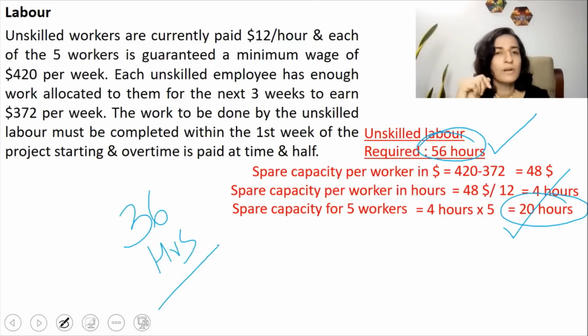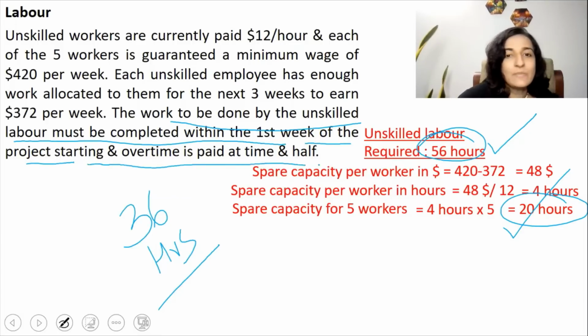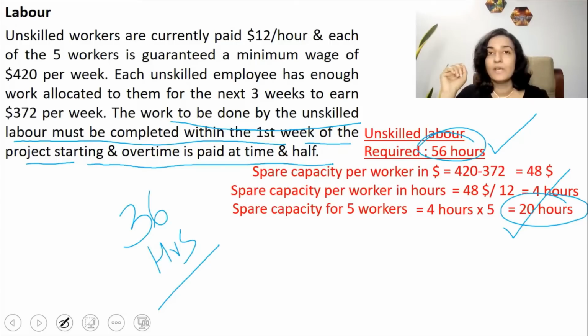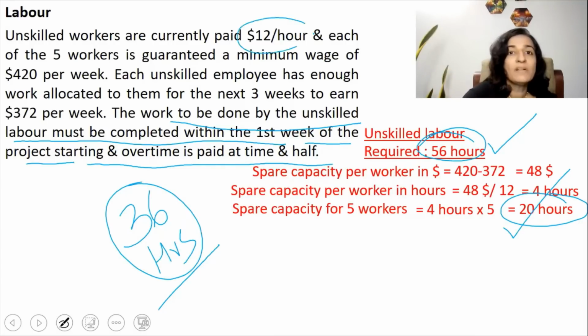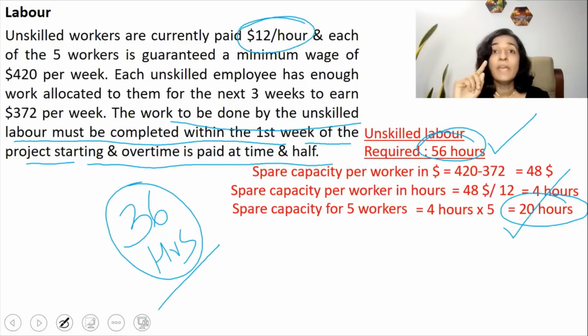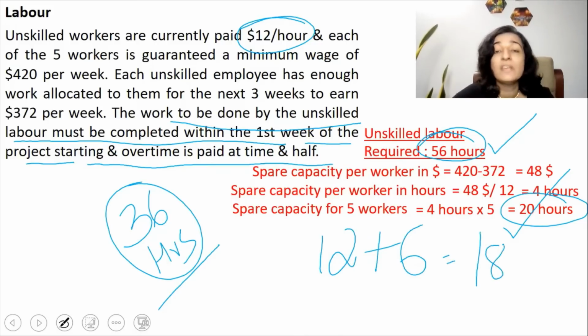Okay. Now moving forward, the work to be done by the unskilled labor must be completed within the first week of the project starting, and overtime is paid at time and a half. So basically for this 36 hours, we will have to ask the workers to work overtime. And for overtime, we cannot pay the normal rate of $12 per hour. We have to pay at time and a half. What do you mean by time and a half? 12 per hour is a normal rate. Time and a half, which means that if you're working overtime, you will have to pay half of 12. What is half of 12? It is 6. So basically, you will have to pay 12 plus 6 or $18 is the overtime pay.